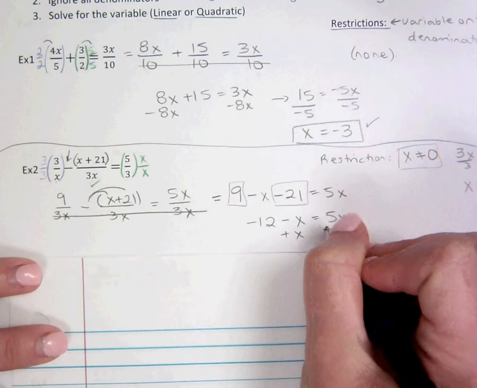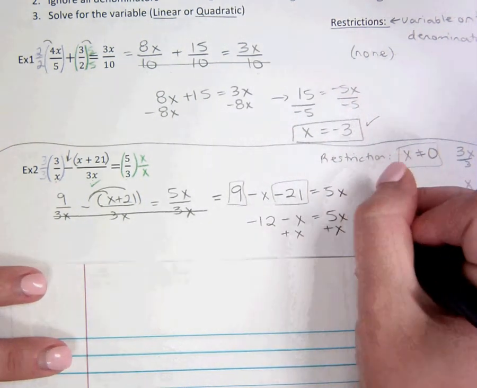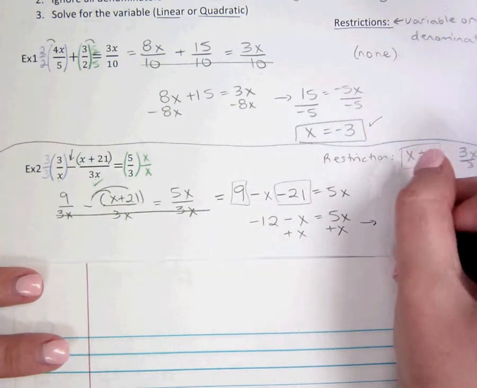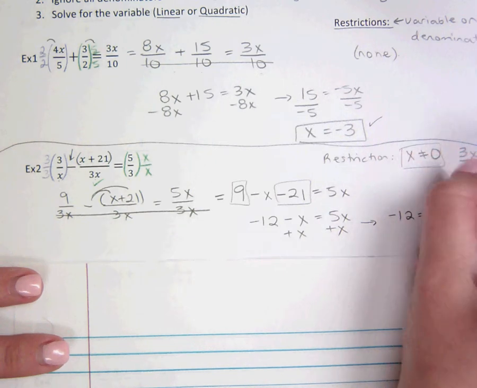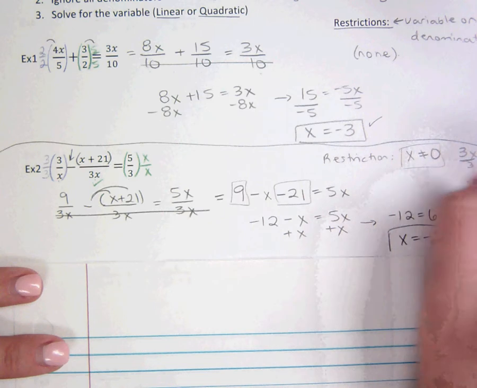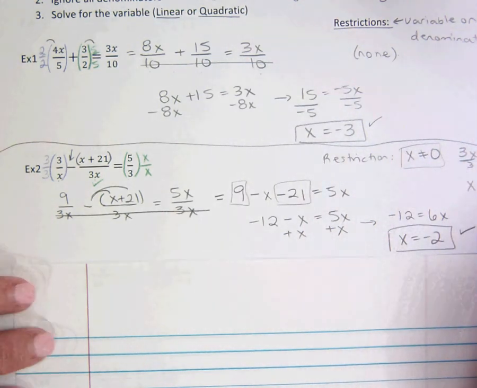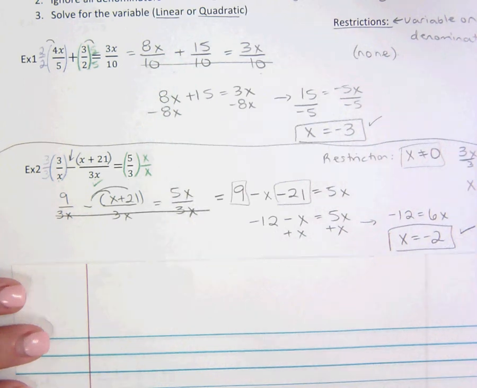I'm going to add x to both sides, just some simple linear solving here. I'm going to work sideways. You should get negative 12 equals 6x, which means x equals negative 2. So because that's not one of our restrictions, that is a valid answer.